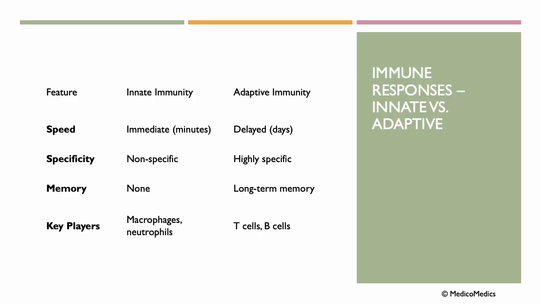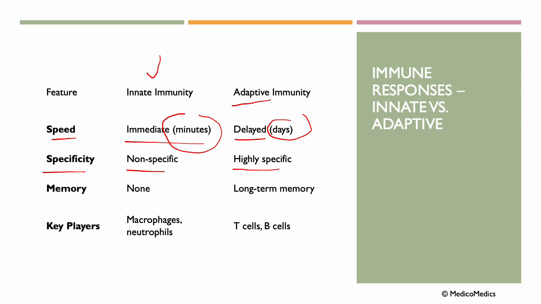So let's just clarify once more. When we talk about the innate immunity, speed-wise, it is immediate, so it happens within minutes. If we're talking about adaptive immunity, it can be delayed up to days. The specificity of our innate immune system is non-specific versus the adaptive, which is highly specific. Our innate immunity has no memory, and our adaptive has long-term memory. The key players in our innate immune system are the macrophages and neutrophils versus T cells and B cells.